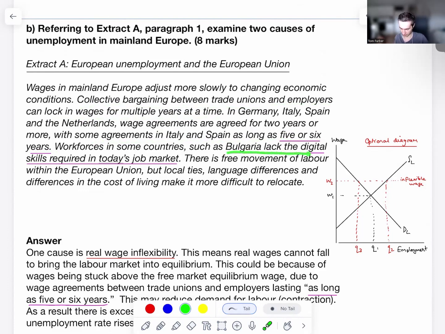Another part of the extract is about Bulgaria, its workforce lacking the skills required in today's job market. So that's going to be structural unemployment. That'll be our second point.